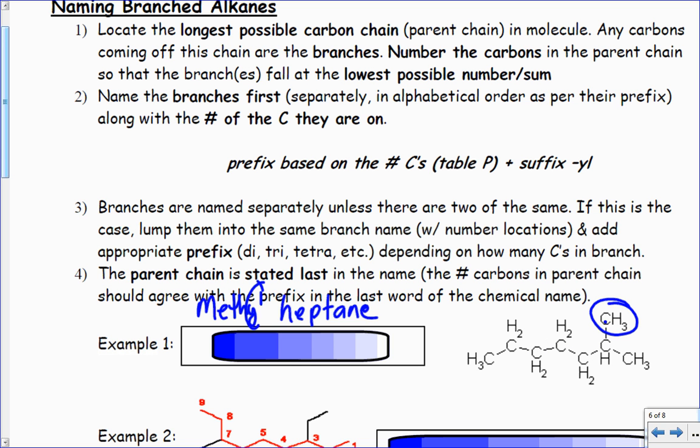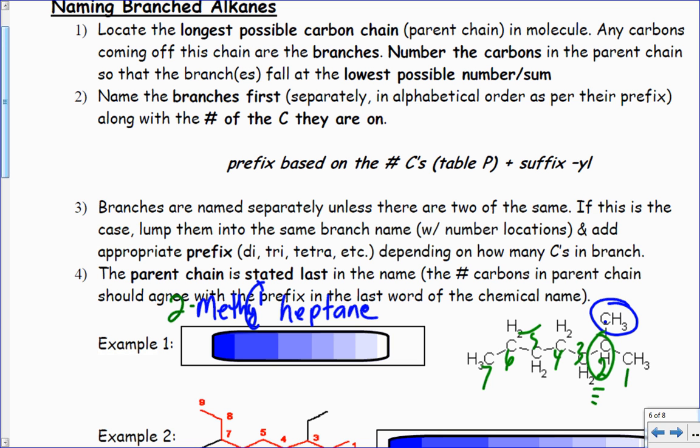So if I started naming here, it'd be 1, 2, 3, 4, 5, 6, 7. And is 6 the lowest number carbon it could be? Well, actually, it's not. Because what if I just started on the other side? What if I did 1, 2, 3, 4, 5, 6, 7? Now it would be on carbon number 2. And that's what I want to use. I want to use the lowest number carbon possible. So that's the rule. So it's going to be 2-methylheptane.